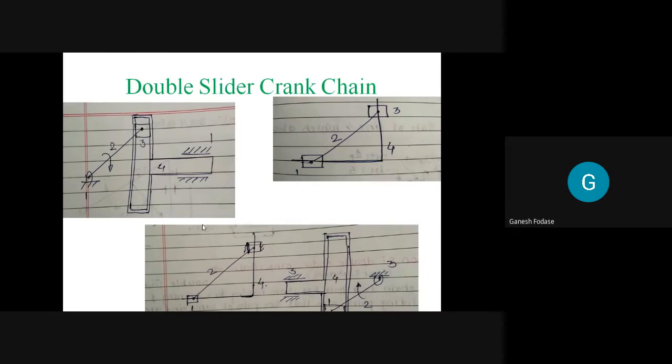When 1 is fixed, then it is also a Scotch-Yoke mechanism. When 3 is fixed, then also a Scotch-Yoke mechanism. Can anyone tell me the working of this Scotch-Yoke mechanism, how it will work? Both are the same. In this one, the only difference is link number 1 is fixed. Here the difference is link number 3 is fixed. Okay. Now tell me how it works.